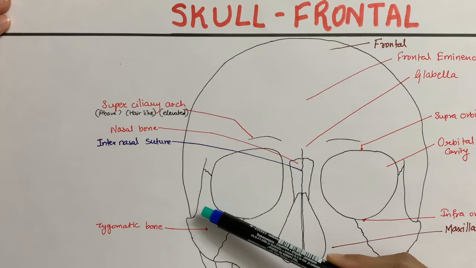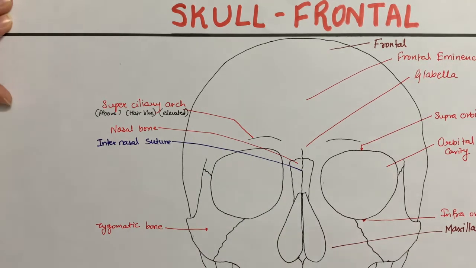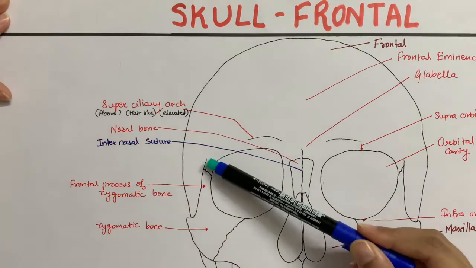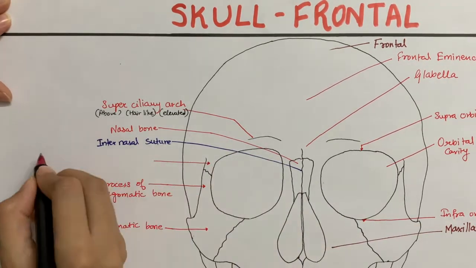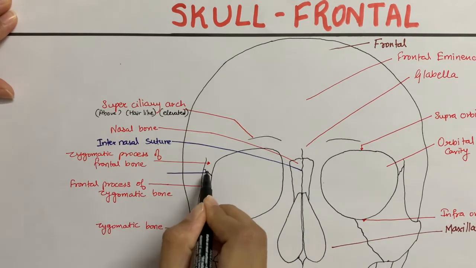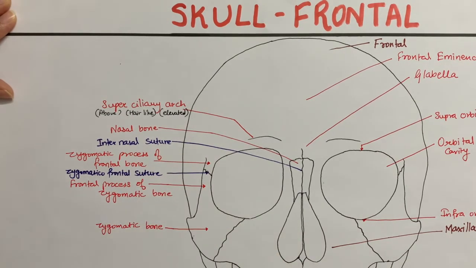Now, here is the body of the zygomatic bone. And the zygomatic bone has two processes. The process that extends towards the frontal bone is the frontal process of the zygomatic bone. And the process of the frontal bone that extends towards the zygomatic bone is the zygomatic process of the frontal bone. The suture between the two is the zygomatico-frontal suture. Two bones involved, zygomatic and frontal. Therefore, the suture is named zygomatico-frontal suture.